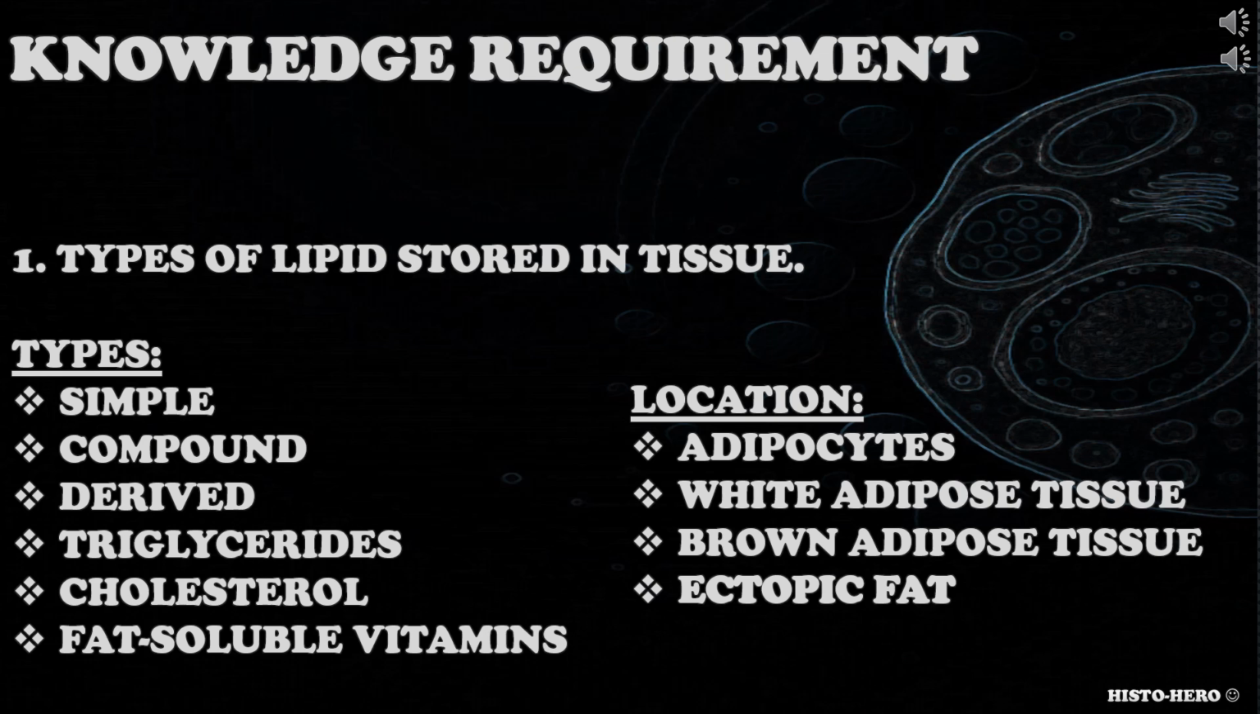Also consider location of stored lipids like adipocytes, which have almost unlimited capacity to store triglycerides in cytoplasmic droplets, white adipose tissue as prime reservoir for long-term energy storage, brown adipose tissue for heat generation, and ectopic fat due to exceeded storage capacity in adipocytes.